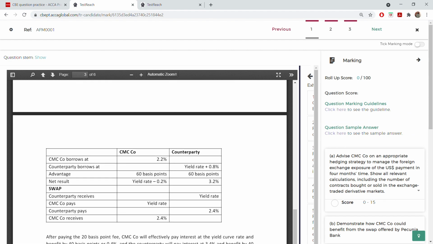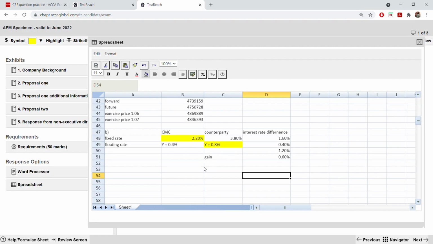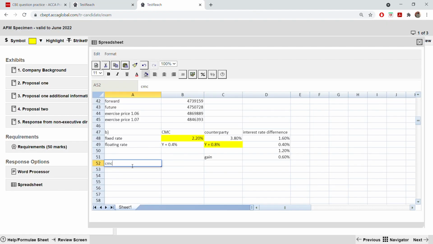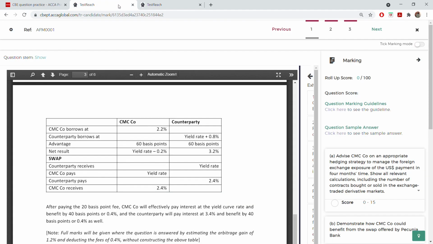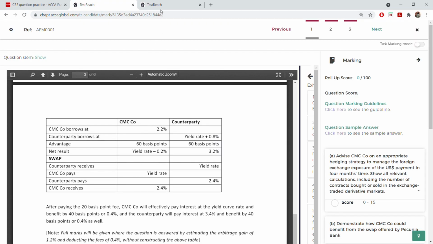Now you have to draw this table as well. So CMC and counterparty we already have. CMC borrows at counterparty. Memorize this table for interest rate. If you're not understanding, memorize it. At least the line, what line will come after what. Advantage, net result. Your net result has to be correct. Everything depends on your net result. Okay. Then comes your swap.